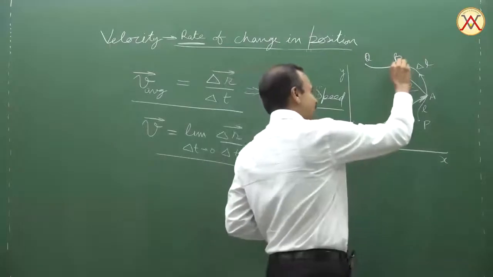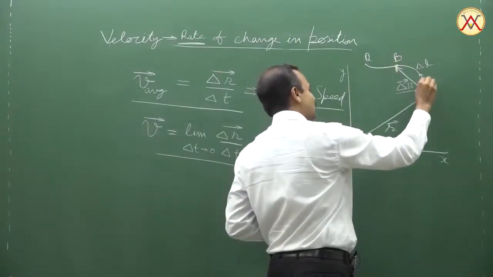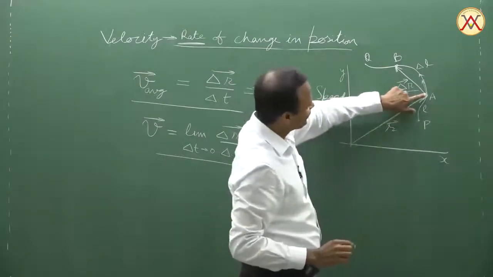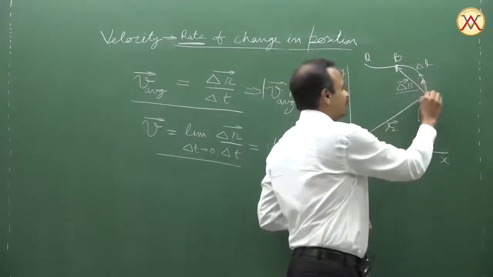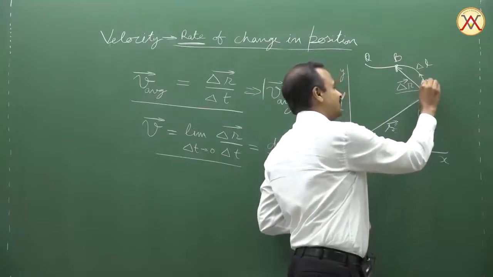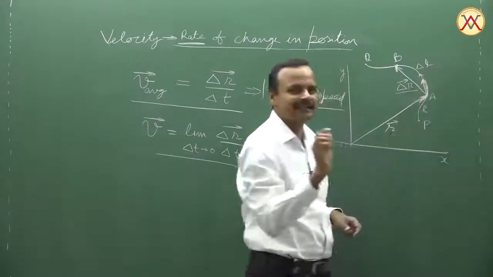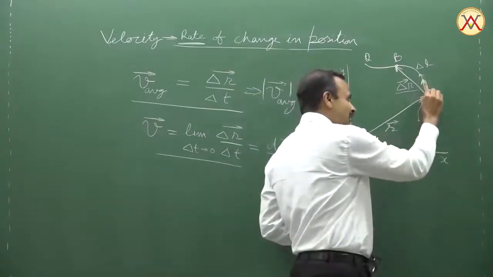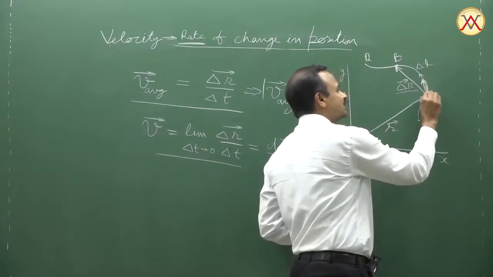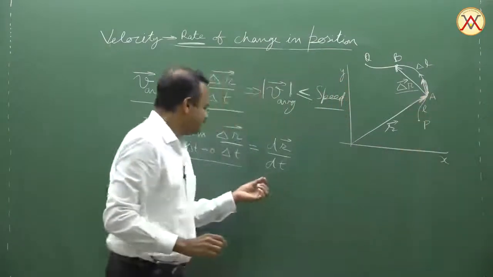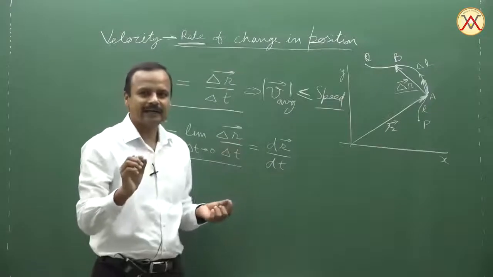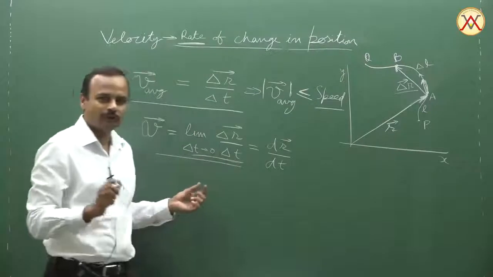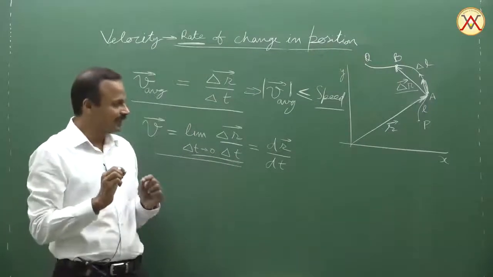That means if I take the interval to be, say, from here to here, you can see that if I take this small interval, the difference between path length and the straight distance has become very small. Now, if I take this point very, very close to A here, this difference between delta R and delta L will vanish in the case of limit delta t tends to 0.